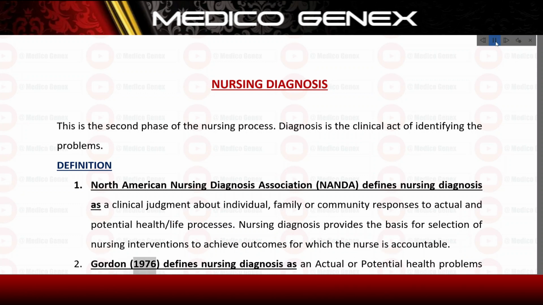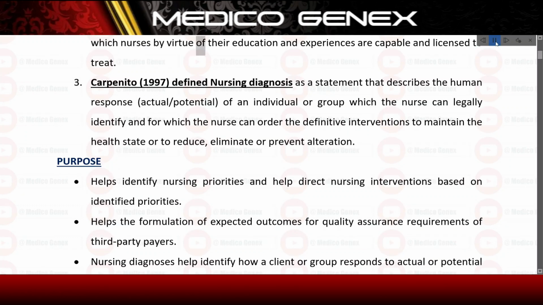Gordon, 1976, defines nursing diagnosis as actual or potential health problems which nurses, by virtue of their education and experiences, are capable and licensed to treat. Carpenito, 1997, defined nursing diagnosis as a statement that describes the human response, actual/potential, of an individual or group which the nurse can legally identify and for which the nurse can order the definitive interventions to maintain the health state or to reduce, eliminate, or prevent alteration.